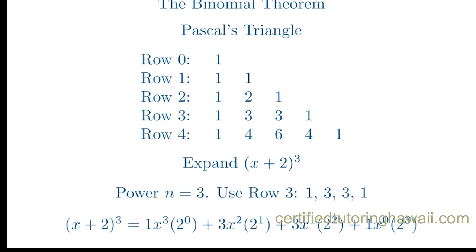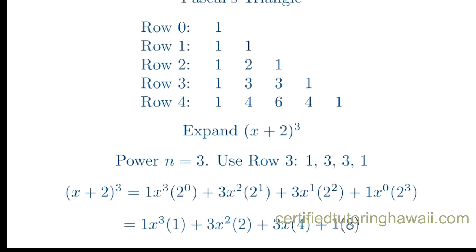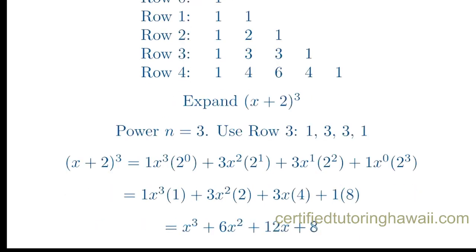times 2 cubed. Simplifying the powers of 2, we get 1x cubed plus 3x squared times 2 plus 3x times 4 plus 8. Multiplying the coefficients, we arrive at our final answer, x cubed plus 6x squared plus 12x plus 8. Pascal's triangle makes expanding these polynomials straightforward.